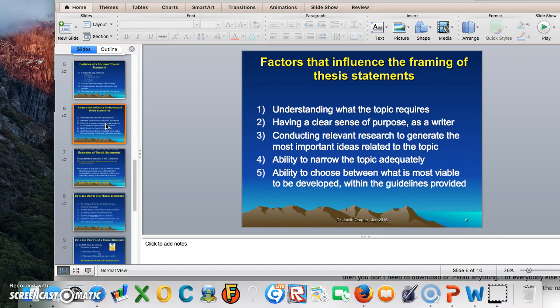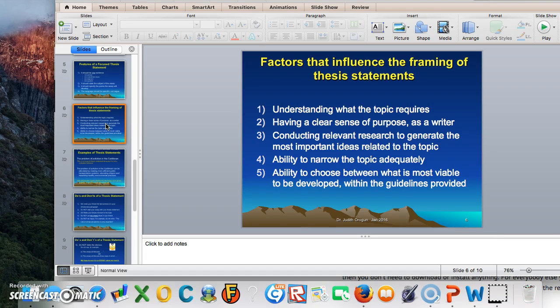Then you're going to conduct relevant research. Why? We want you to avoid plagiarism. We want you to take advantage of resources that already exist. And we want you to be able to select what you consider to be the most important ideas that are related to this topic that you want to include.